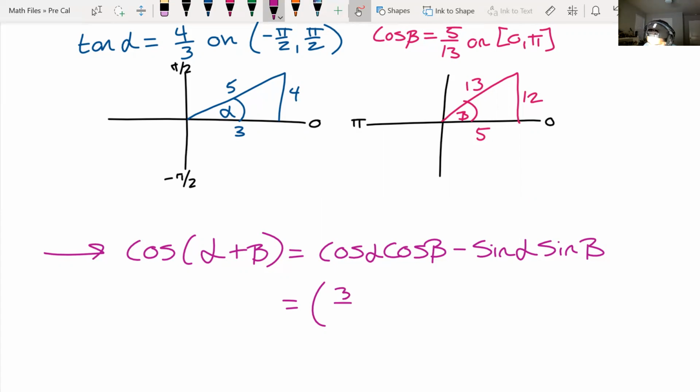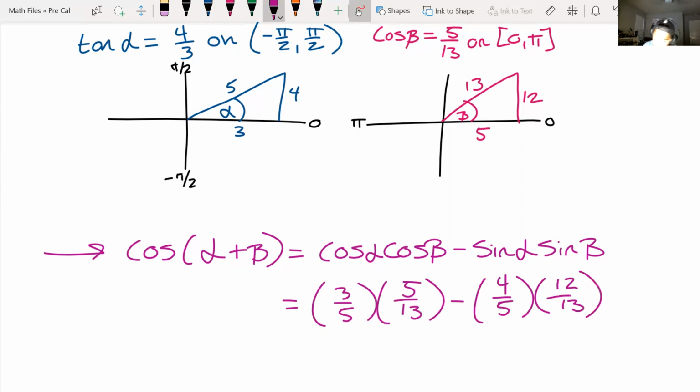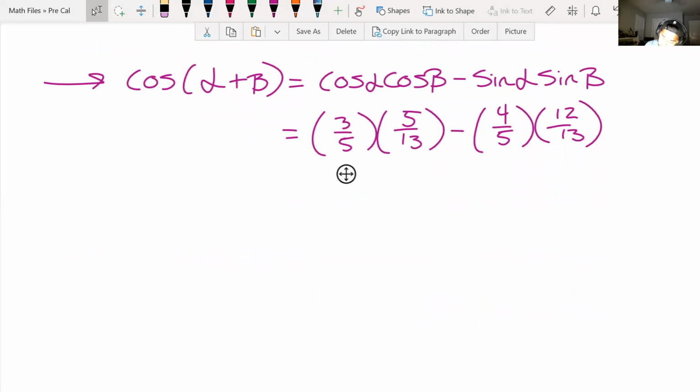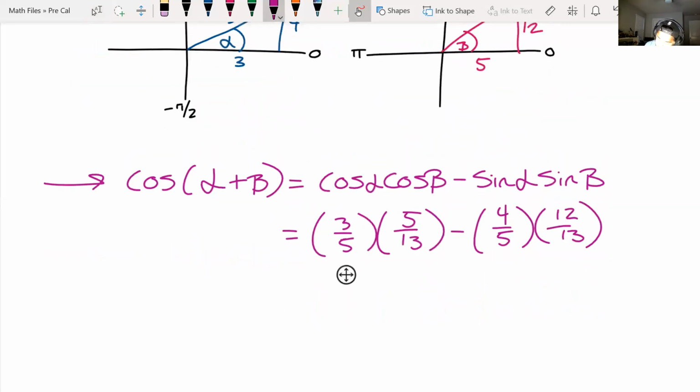Third fifths, 3/5. What's the cosine of beta? Well, that's given, 5/13. Minus, what is the sine of alpha? 4/5. And what's the sine of beta? 12/13. There we go. Perfect. Put it together. That's 15 over, what's 5 times 13?